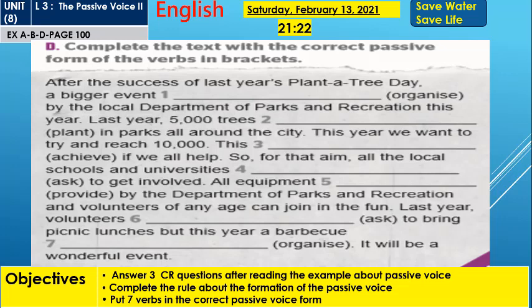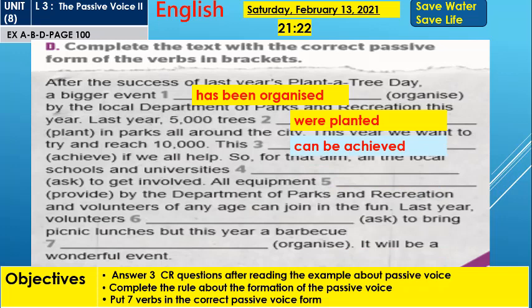So what shall we say? A bigger event has been organized, as suggested in your book. Last year, this is a reference to the past time and this obliges us to use the past simple, but still it is passive. So 5,000 trees were planted in parks all around the city. This year we want to try and reach 10,000. This, and it is the verb achieve. This can be, will be, or may be achieved if we all help.